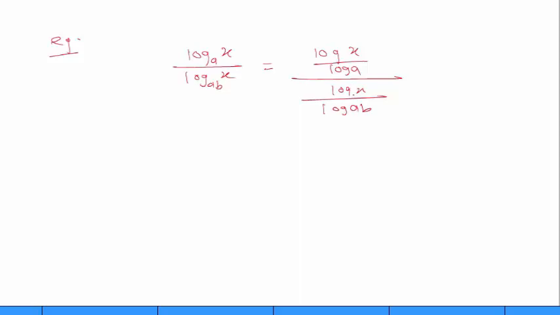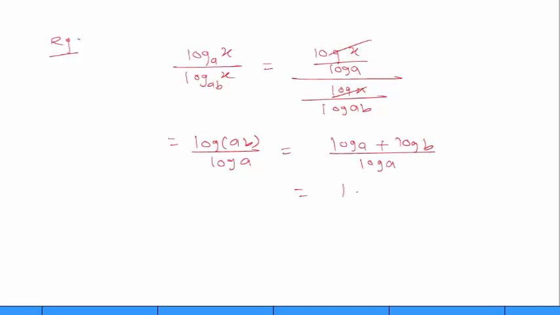If I take a question like log x base a divided by log x base ab, what will it be? You can easily write this as log x divided by log a by the base change property, and log x again divided by log of ab. So log x gets cancelled, and you will get log of ab divided by log of a. Now you can write this using the property of log a into b: log of a plus log of b divided by log of a. Now you can divide it individually, and you will get 1 plus log b by log a.